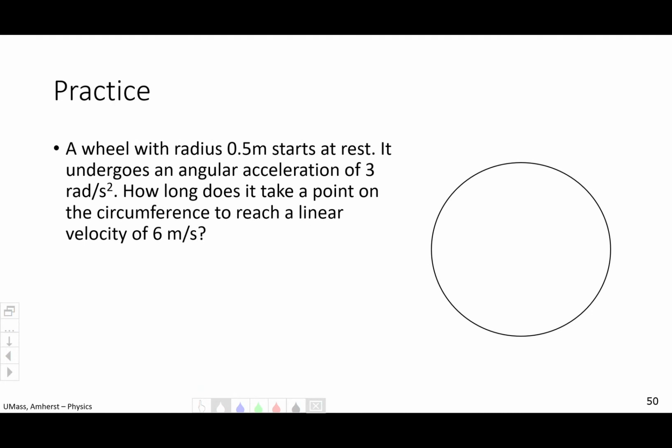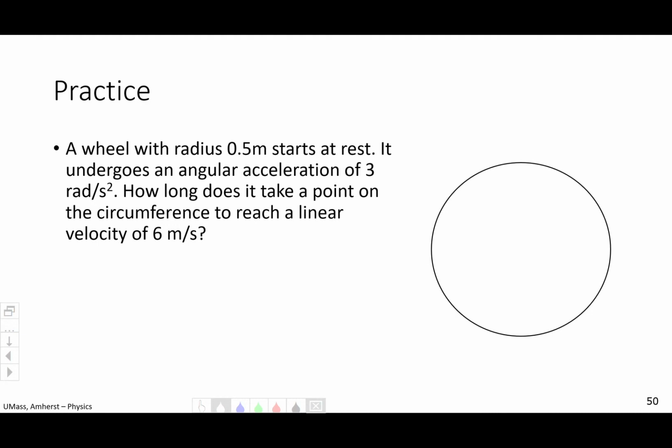And time for you to practice. A wheel with a radius of 0.5 meters starts at rest. It undergoes an angular acceleration of 3 radians per second squared. How long does it take a point to reach a linear velocity of 6 meters per second? So go ahead and figure that out, and we'll come back to it.